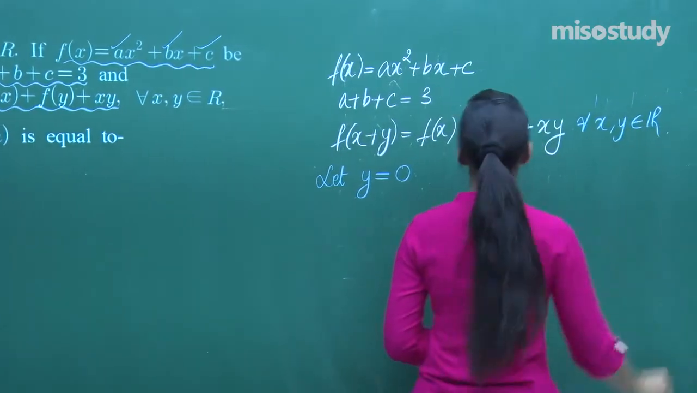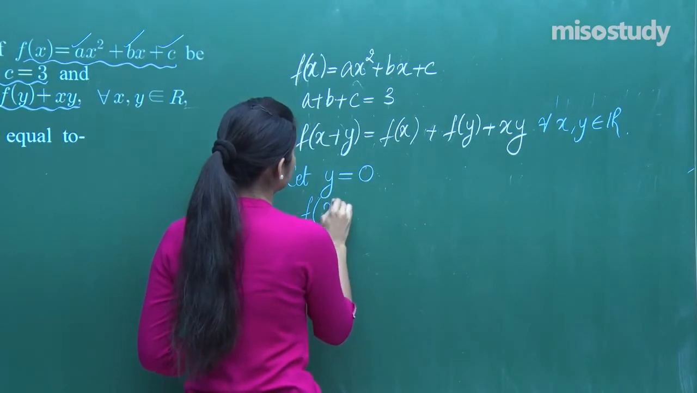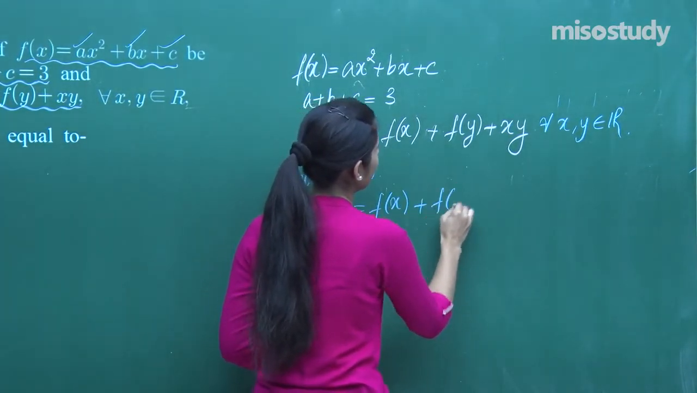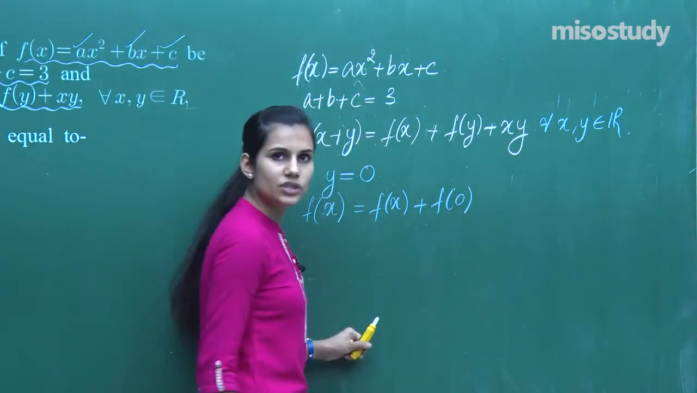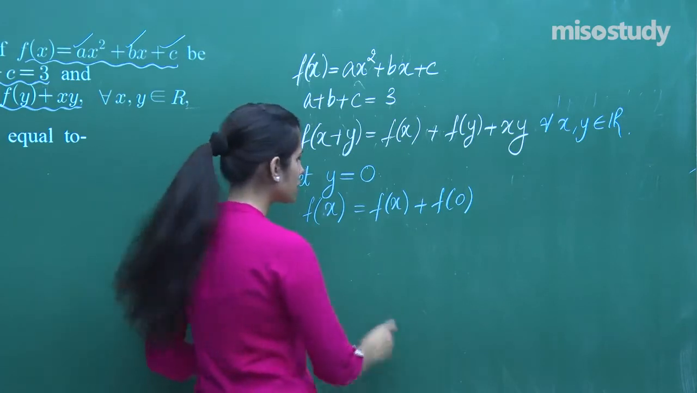So let y be equal to 0. For that also it's true. You get f of x plus 0, which is f of x, equals f of x plus f of 0 plus 0 into x, which is 0. This implies f of 0 is f of x minus f of x, which is 0.